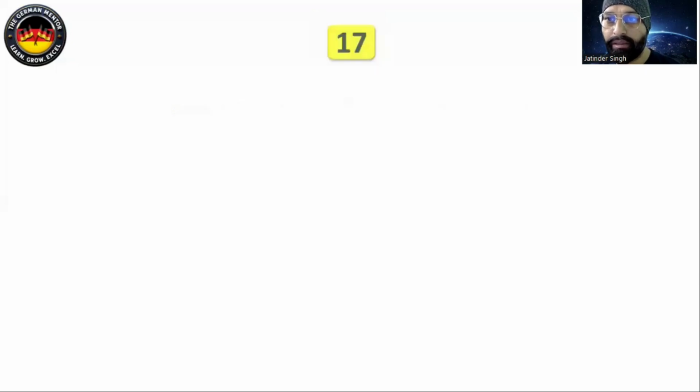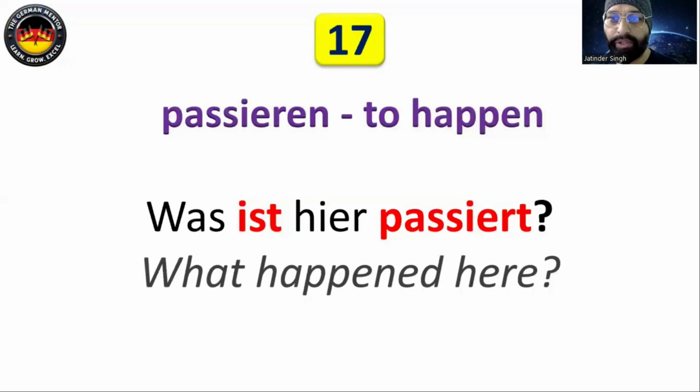Number 17, passieren, which means to happen. Was ist hier passiert? What happened here? So this is also an exceptional case, passieren verb, because there is no such movement, there is no such change of state or condition. So earlier you saw the bleiben verb. So passieren is also another verb with exceptional case. Okay. So that was about number 17.